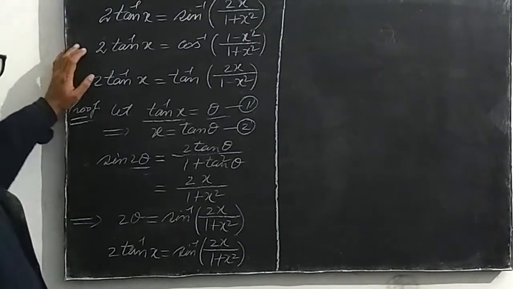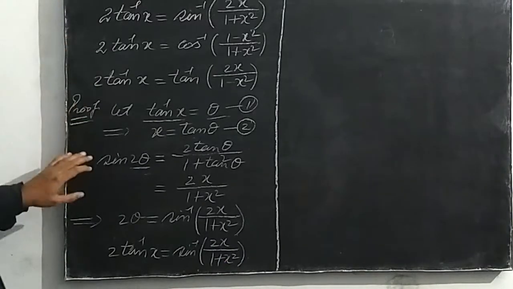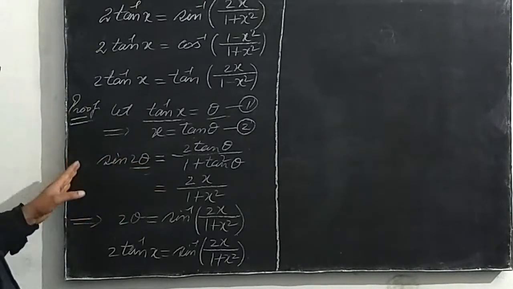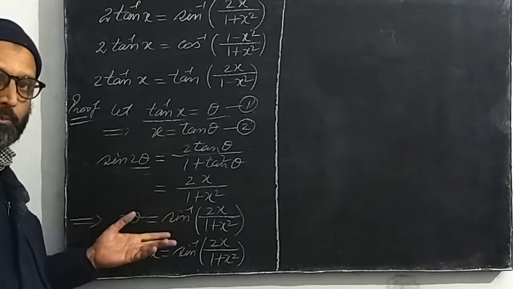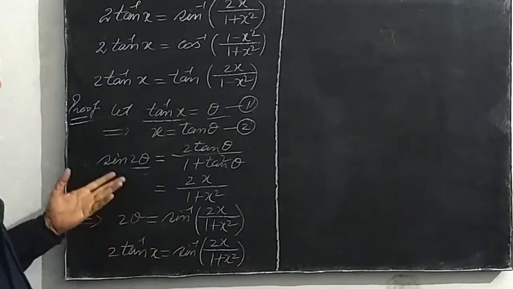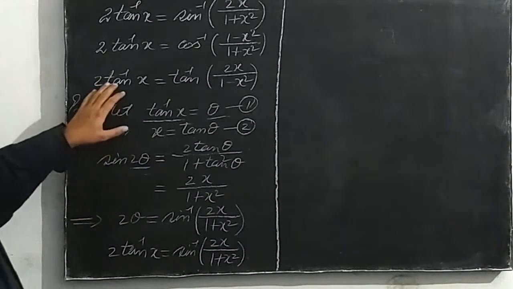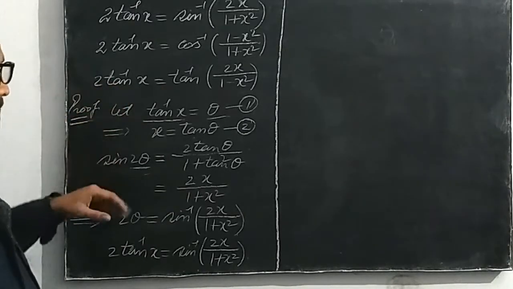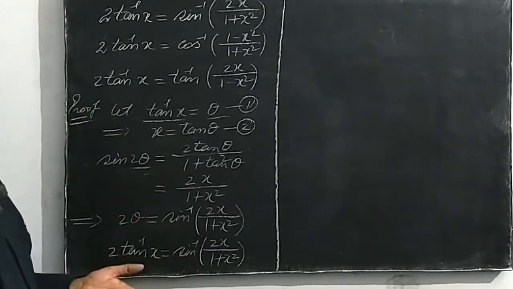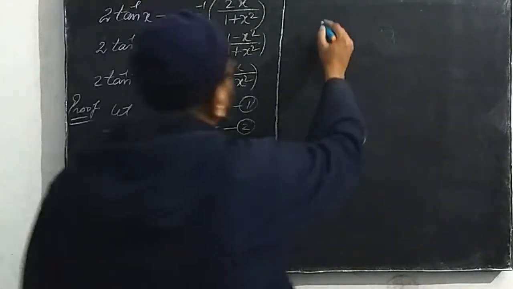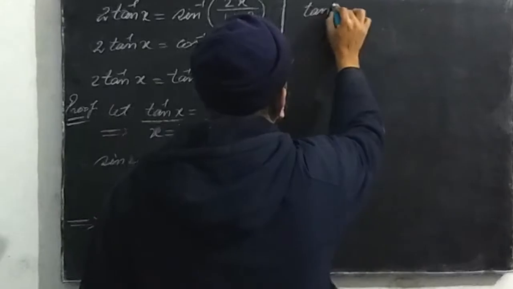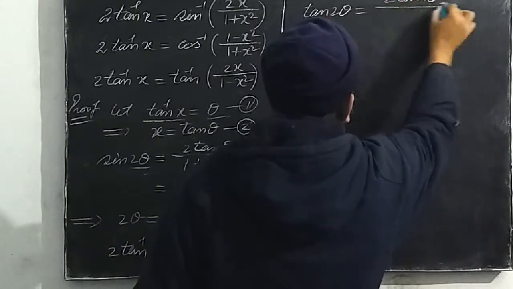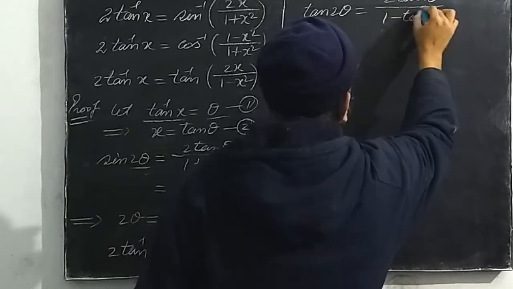Now the second formula is proved with the help of the cos 2 theta formula in terms of tan theta, which is cos 2 theta is equal to 1 minus tan square theta upon 1 plus tan square theta, and you better try it yourself. And the third one is proved with the help of the formula of tan 2 theta in terms of tan theta, which is tan 2 theta is equal to 2 tan theta upon 1 minus tan square theta.